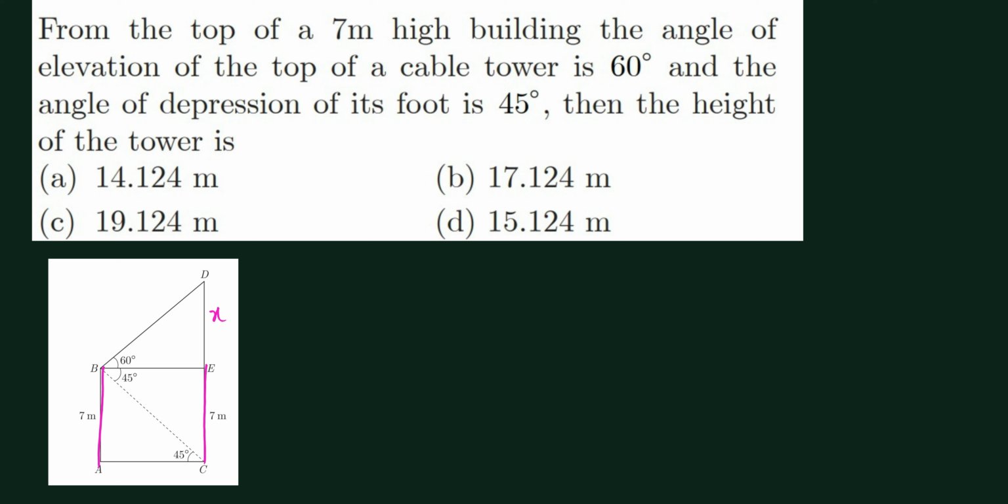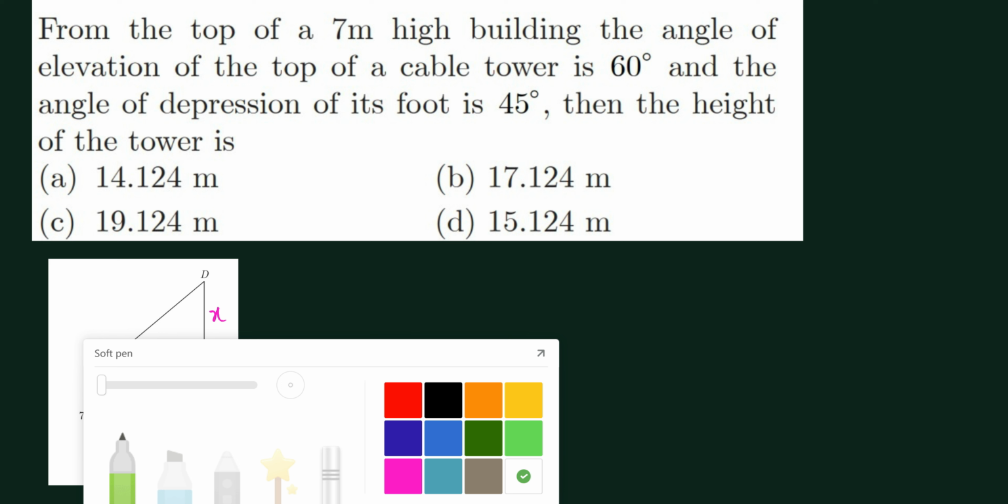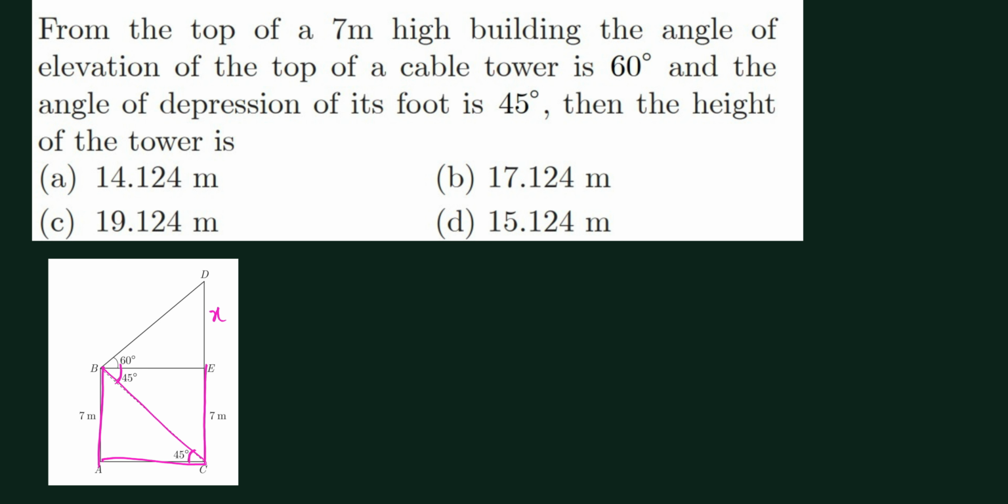Okay. So now you find the AC value by using this triangle. Tan 45. If it is angle of depression 45, then here also 45. Why? Because these two are the alternate interior angles. So apply tan 45 for the bottom triangle, get the AC value.